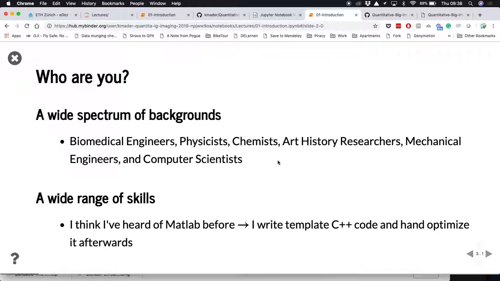So in terms of who you are, there's typically a very wide spectrum. I think there was only one computer science student. Was there more? Only one, okay.